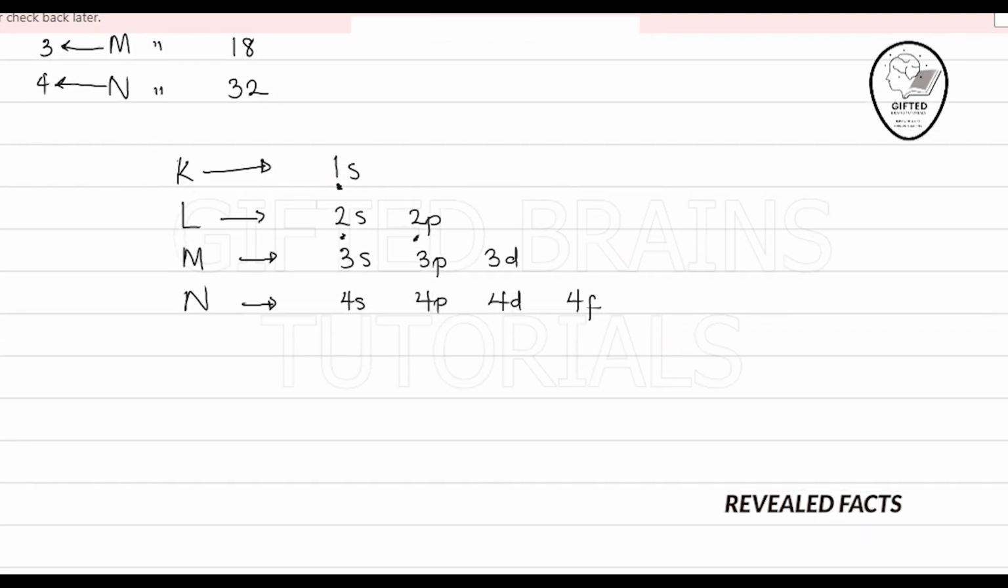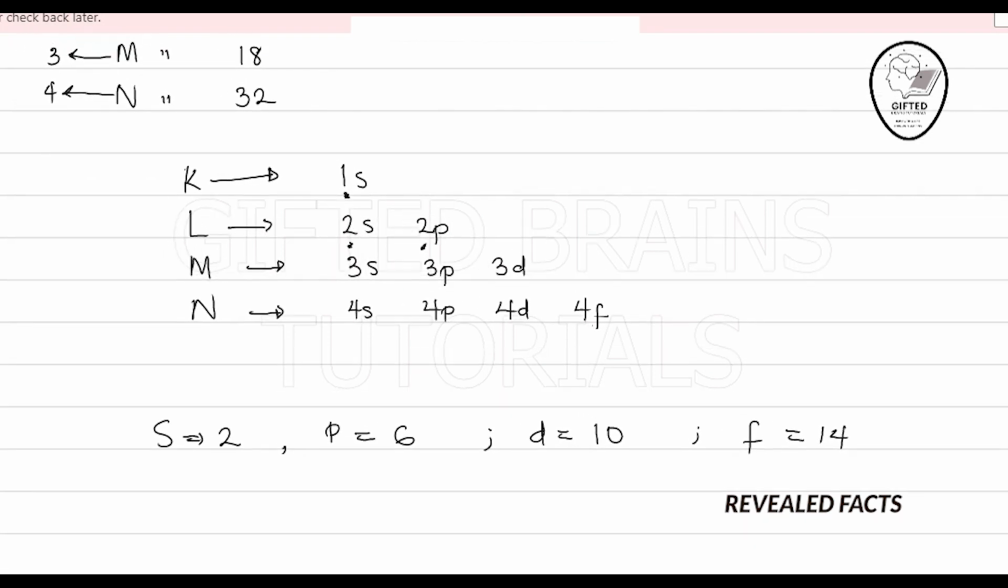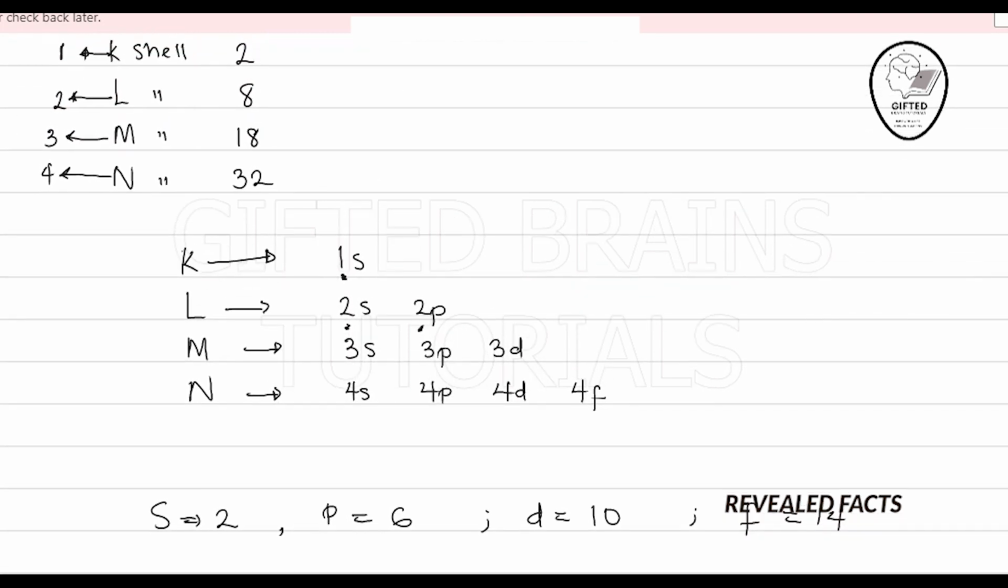Another thing I want you to know again is that the s sublevel, or you say subshell, takes 2 electrons. The p subshell takes 6 electrons. The d subshell takes 10 electrons, while the f takes 14 electrons. And so you can understand why we said that K, L, M, N takes 2, 8, 18, 32.